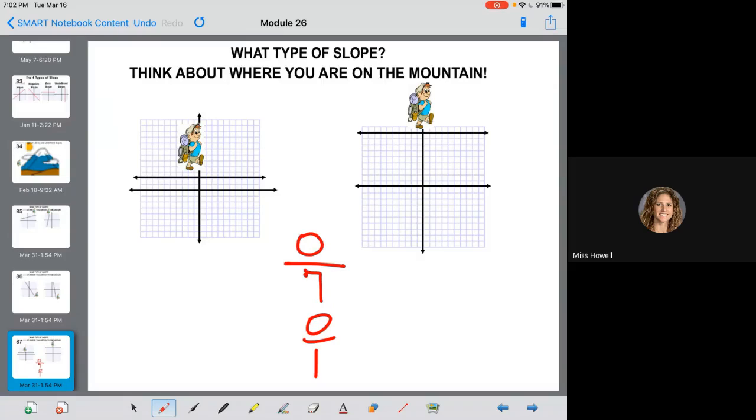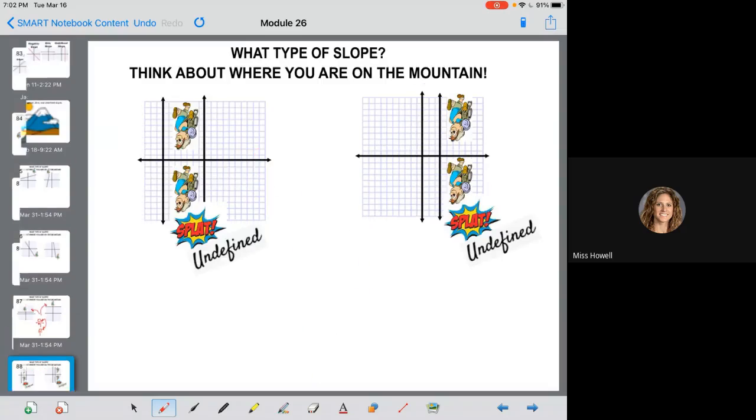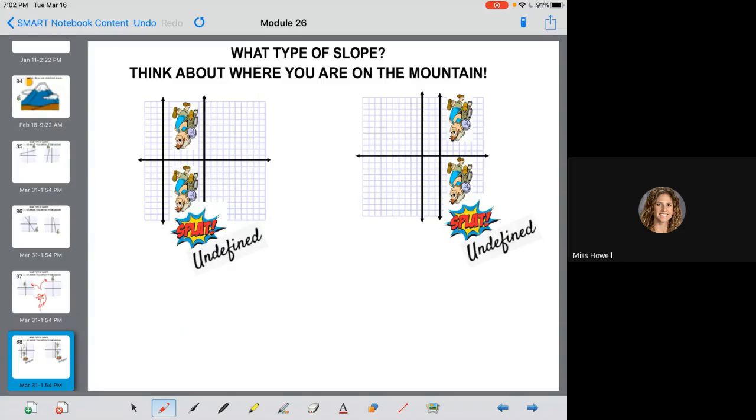When we're on the top of the mountain like this, our slope is when we have 0 on top, and it simplifies to 0 over 1. Now, slightly different from when we have a completely up and down, right? Our line right here is completely vertical, completely up and down, which is different, right?